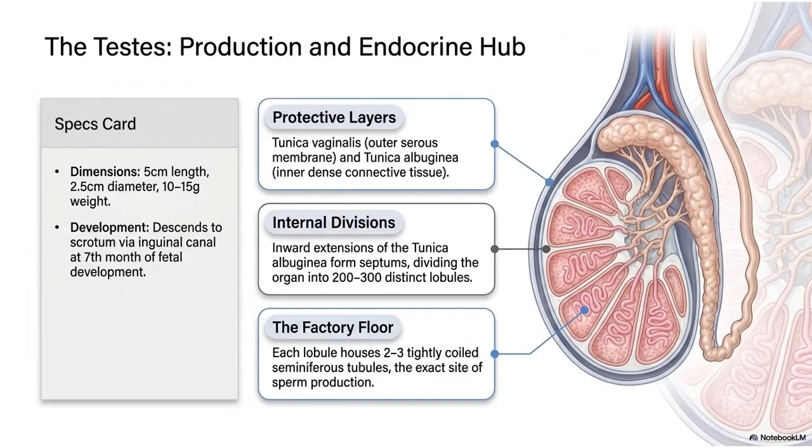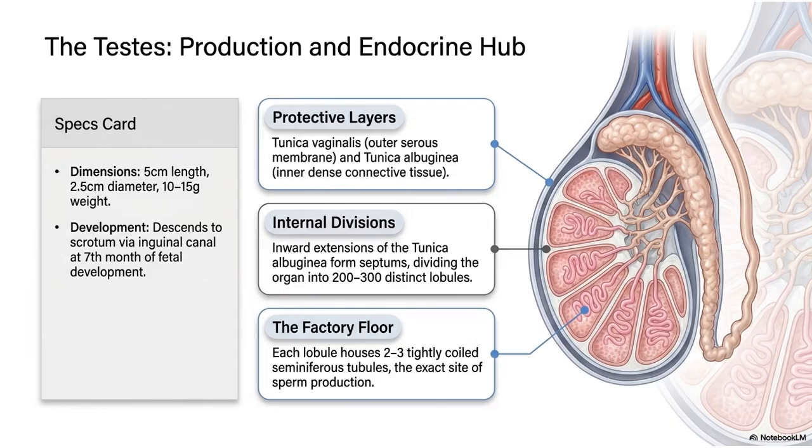So as we know, the testes, which are the main male gonads, are about 5 cm in length, 2.5 cm in diameter and weigh about 10 to 15 gram. They are covered by a sac-like structure known as scrotum, and the male testis descends to scrotum via inguinal canal at the 7th month of fetal development.